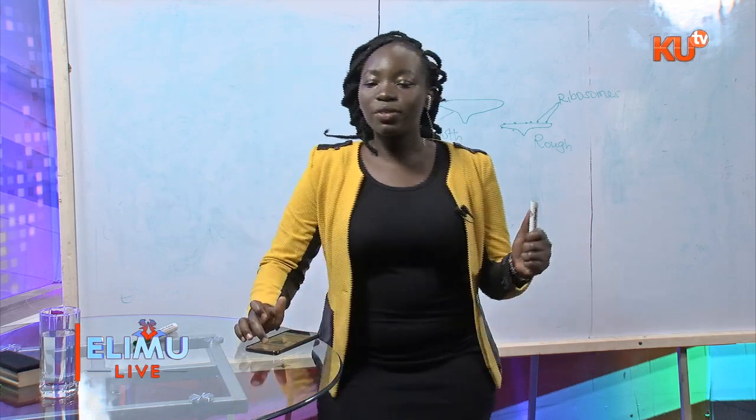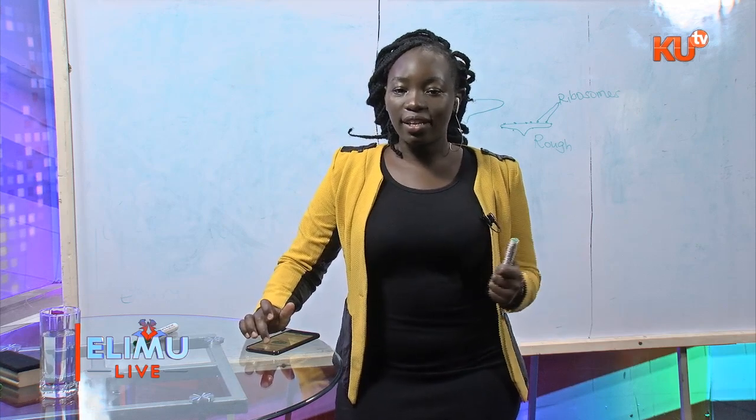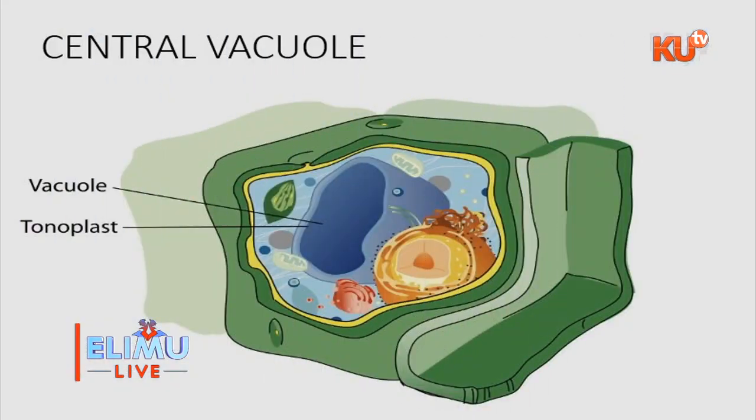I'm going to the next question, but before I do, I want to show you what a central vacuole looks like in a plant cell. In our next slide, when you are keen enough, you see that it is the largest structure in a plant cell. That is the central vacuole, and it gives stability to the plant cell. I'm going to the next question in our next slide.